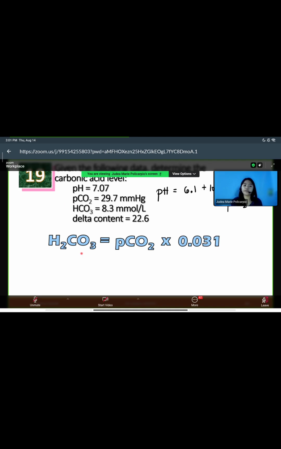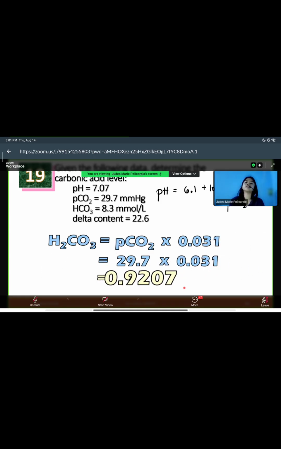Okay, so that means we substitute it out. PCO2 natin is equivalent to 29.7. Multiply mo lang with the constant 0.031. Okay, and that would lead us to the final answer. Final answer is 0.9207. Okay, so for item number 19, the final answer, the carbonic acid level or the H2CO3 is equivalent to 0.9207. Okay, so that would be the carbonic acid level natin.